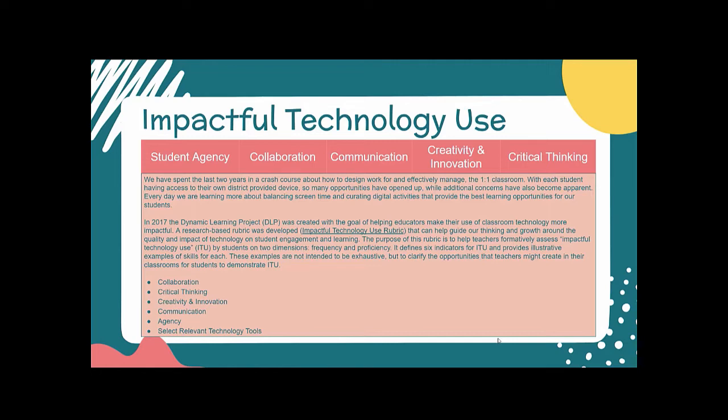It's thinking about what the students are doing with technology, and it uses two dimensions, frequency and proficiency. It uses 6 different indicators to really look at how the students are using technology in the classroom. Today, we'll be focusing on student agency, collaboration, communication, creativity and innovation, and critical thinking.